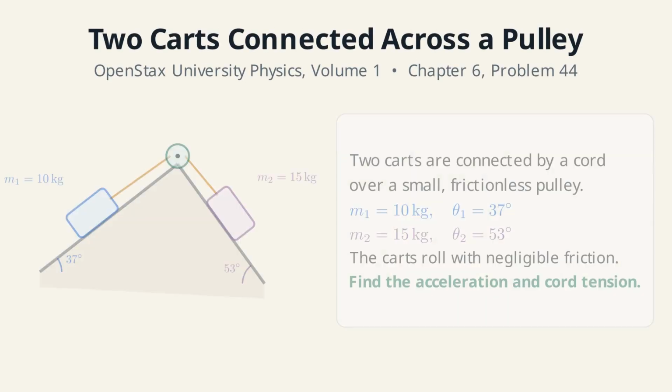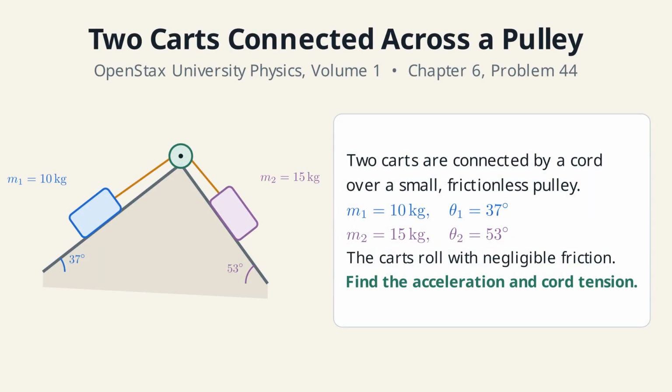A 10-kilogram cart rests on a 37-degree incline, and a 15-kilogram cart rests on a 53-degree incline. A cord connects the carts over a small, frictionless pulley, and the carts roll with negligible friction. We need the common acceleration of the carts and the tension in the cord. This is a coupled system problem.